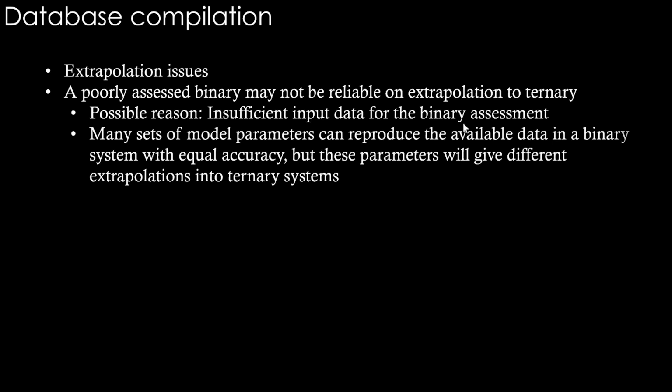When we saw the guidelines for optimization, we said extrapolation ability can be checked. That is, if there is a range over which experimental data is available, such as a temperature range, plot a phase diagram for a wider range and see how good it is. The same thing can be applied here as well: if you extrapolate to a higher order system, can the models work well? Many sets of model parameters can reproduce the available data, since the data is insufficient anyway, with equal accuracy in a binary system. But these parameters will give different extrapolations into ternary systems. So one has to be careful with this.